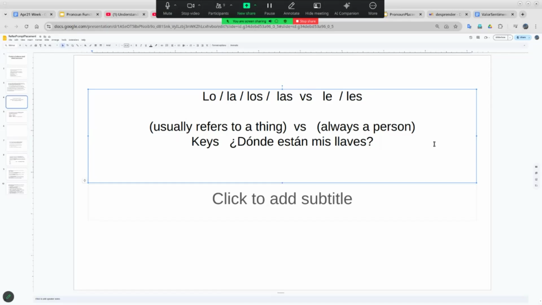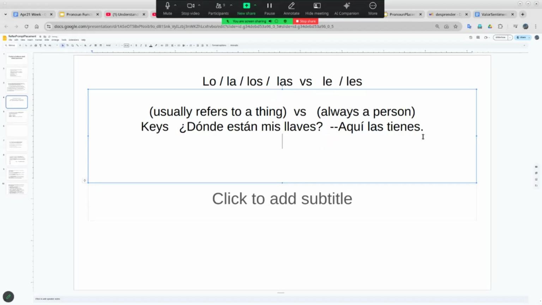¿Dónde están mis llaves? Where are my keys? And somebody responds to you because they know you're talking about keys, and keys are a feminine thing, right? And somebody says, hey, and they hand them to you. Aquí las tienes. Here you go. Literally, here you have them. The las is talking about llaves, because everybody knows that llaves are a feminine thing. Here you have them, right?